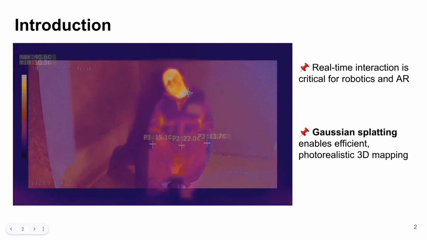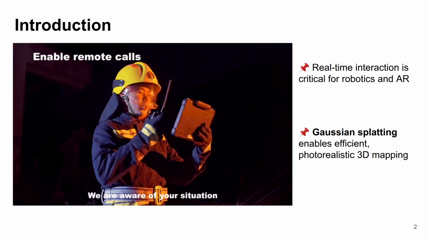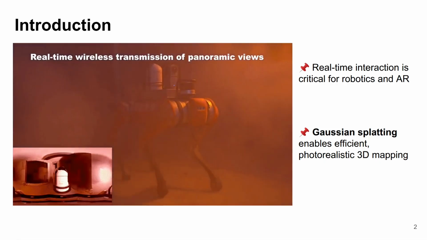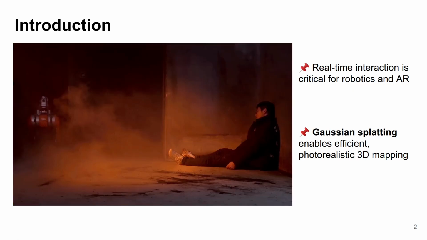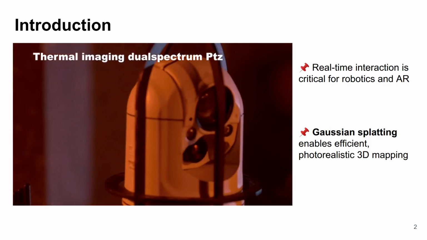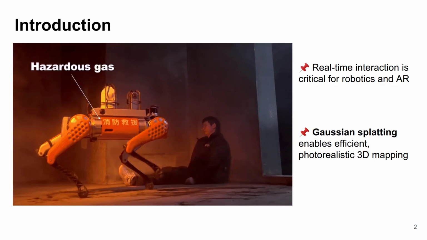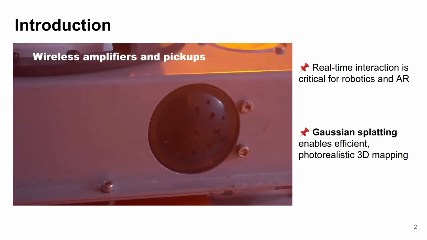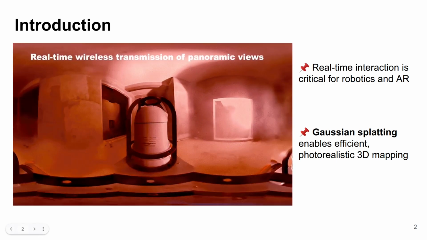As shown in the video, the robot traverses abandoned buildings, maps the surrounding areas, and interacts with the responders to aid in finding the victims and objects. Real-time interactions are crucial for robotics and AR applications. For real-time interactions, mapping is crucial. Gaussian splatting enables efficient photorealistic 3D mapping.